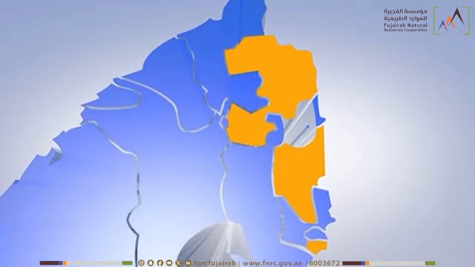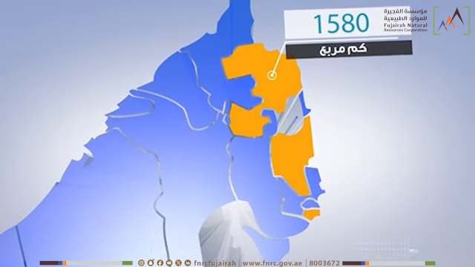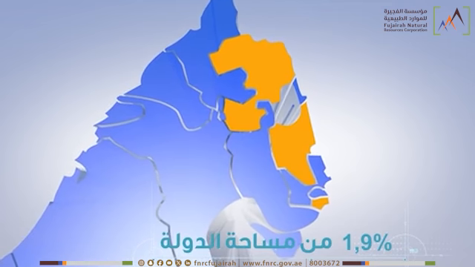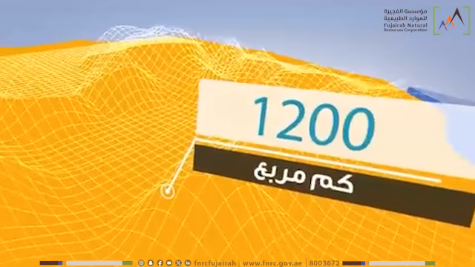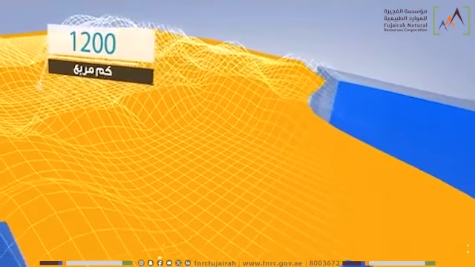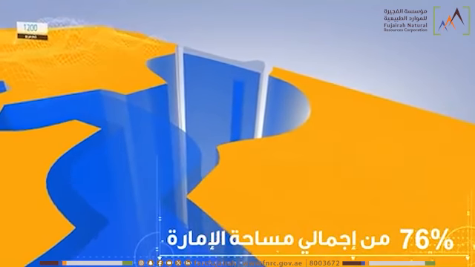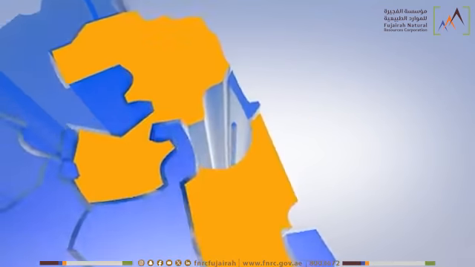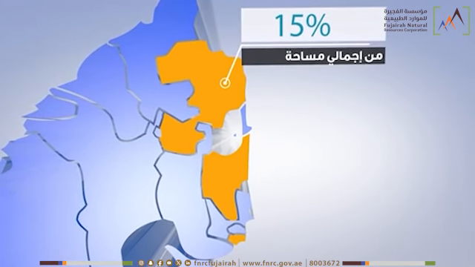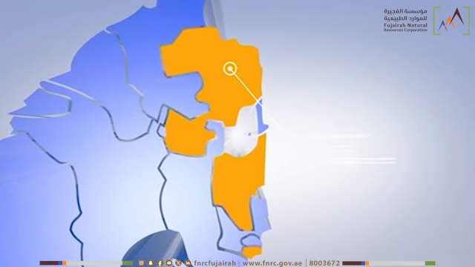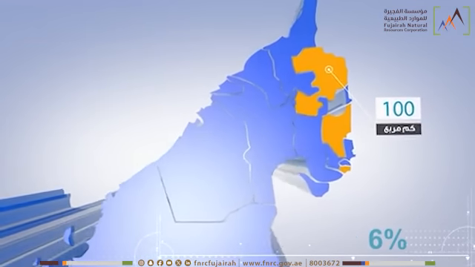The total area of the emirate is approximately 1,580 square kilometers, representing 1.9% of the country's area. The mountains and rocky elevations account for about 1,200 square kilometers, representing 76% of the Emirates' total area. Urban areas and activities in cities and villages occupy about 15% of the total area of the Emirate. Only 100 square kilometers are mining areas, representing 6% of the Emirates' area.